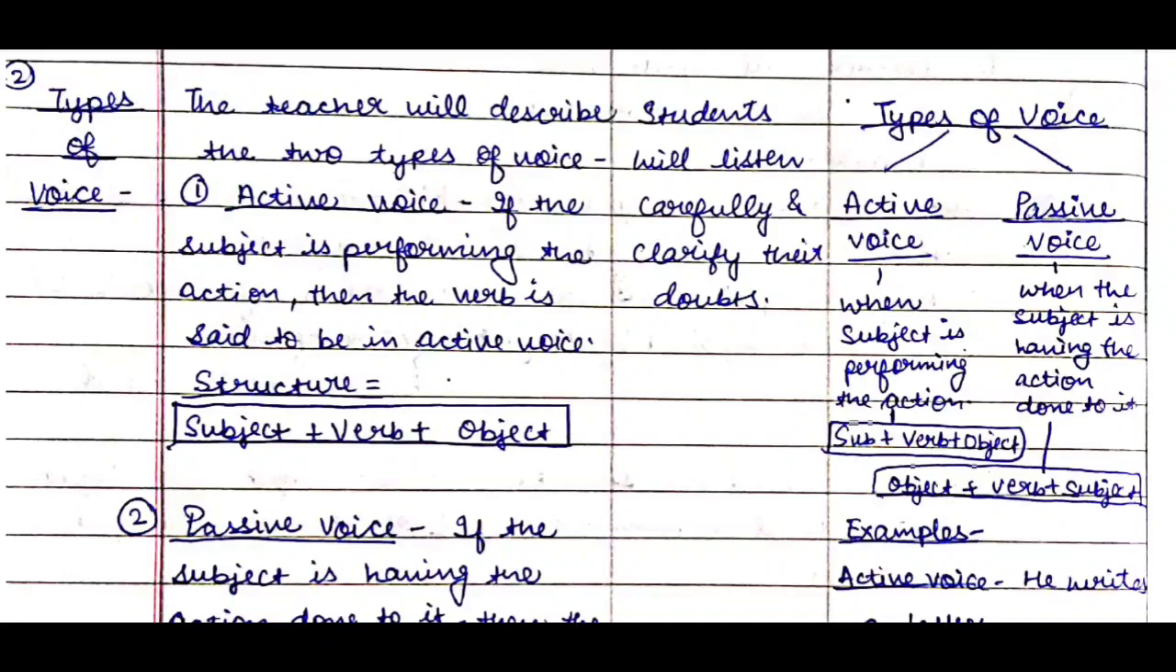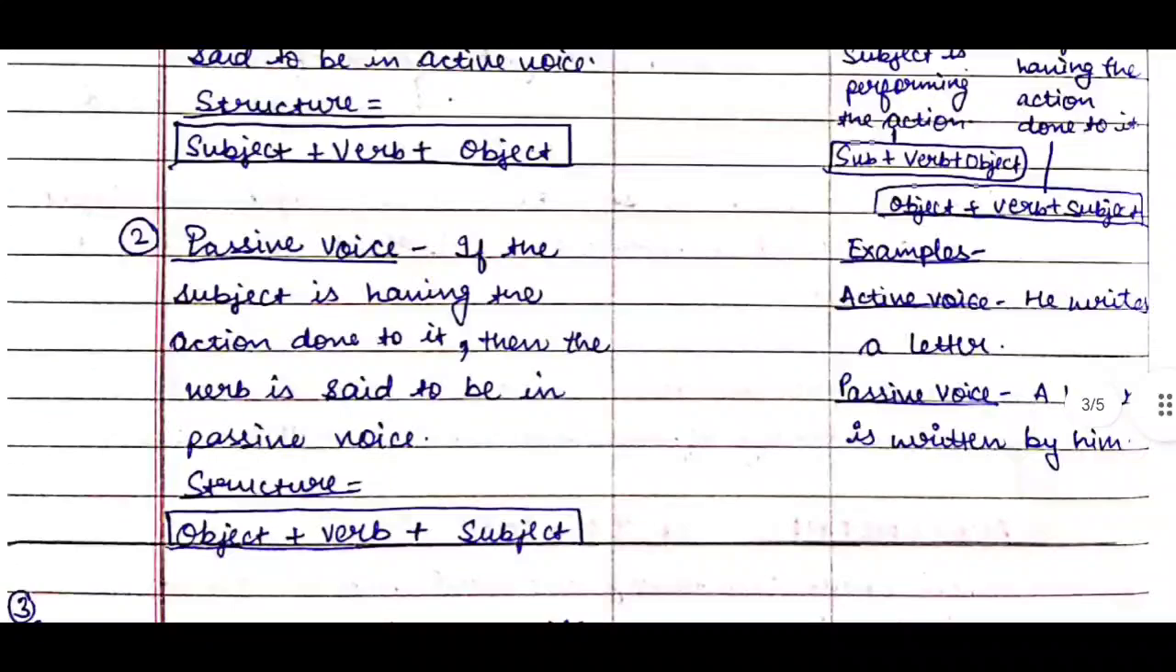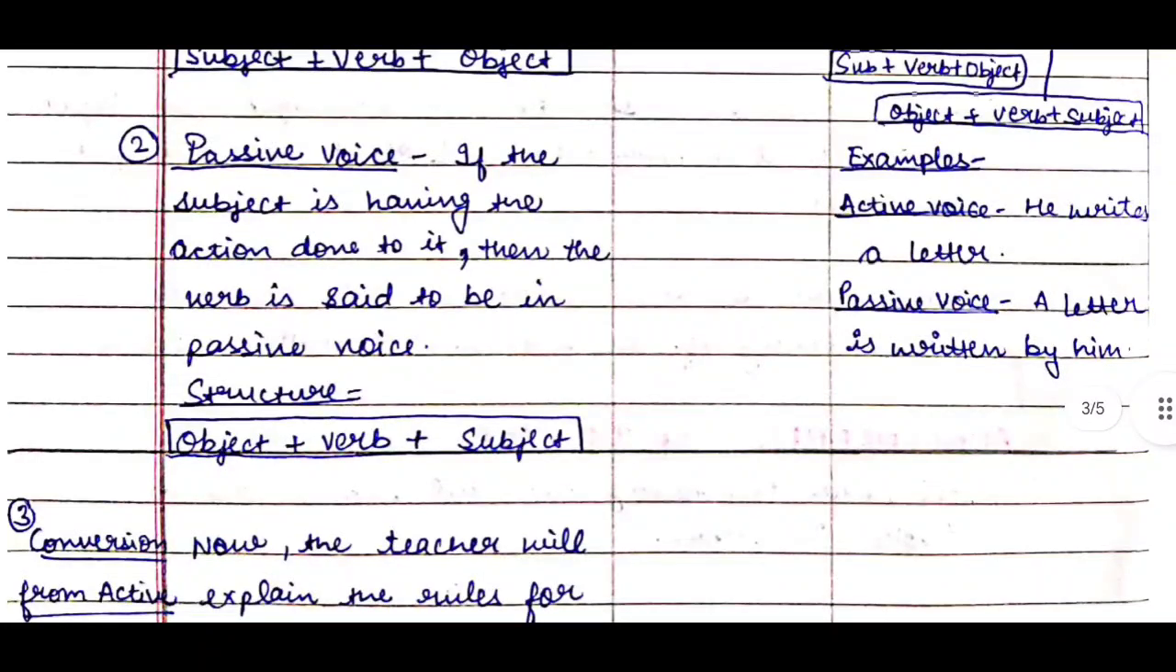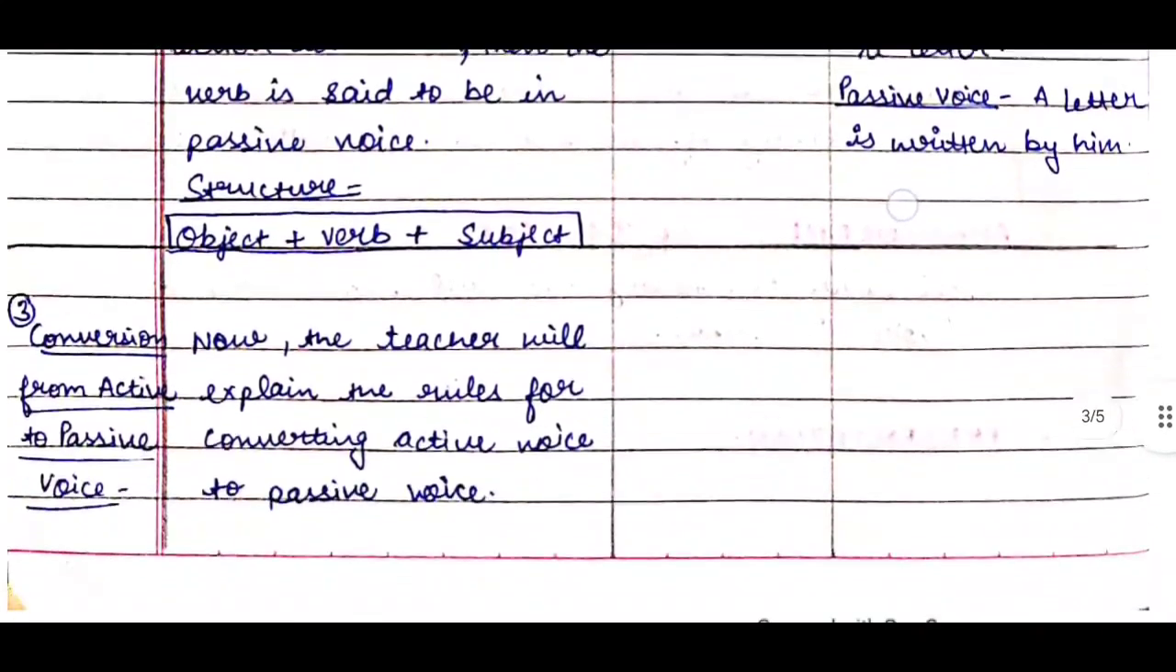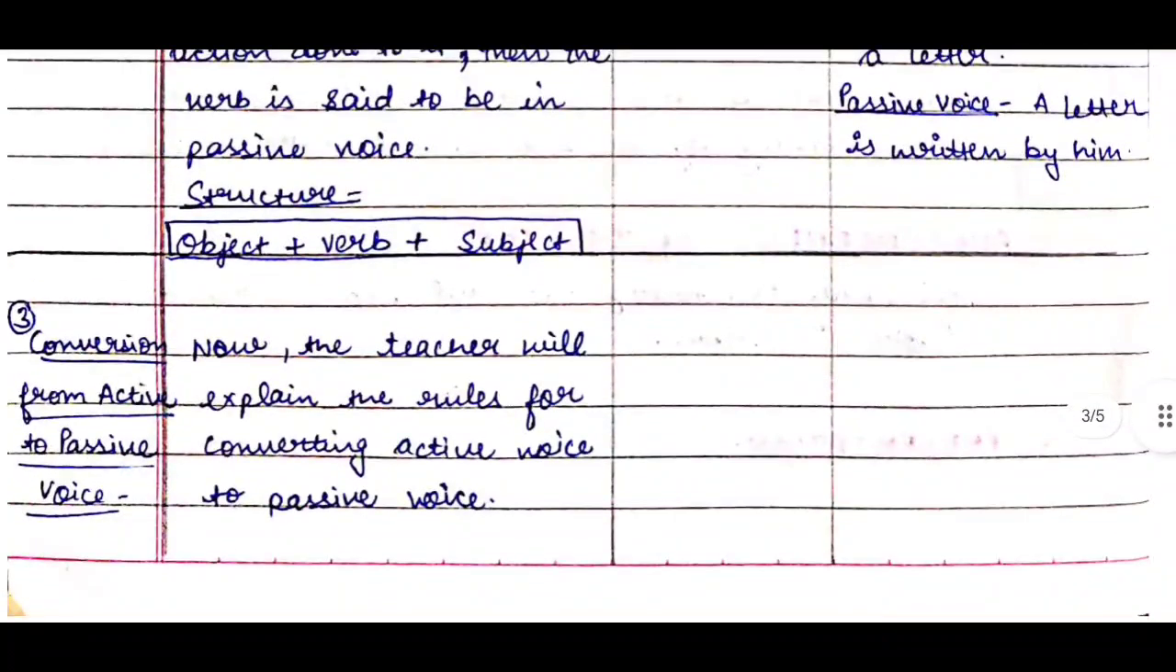And on the blackboard, what will we do? We'll make this sort of chart. Types of voice, and on one side we'll write active voice, and on the other we'll write passive voice, their definitions, and then the structure. Also, we'll give them the examples. Active voice example is, he writes a letter, and of passive voice it is, a letter is written by him. A similar example we should give so that they can find the difference easily.